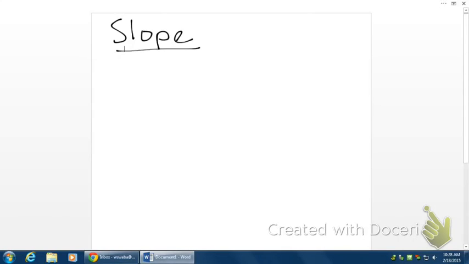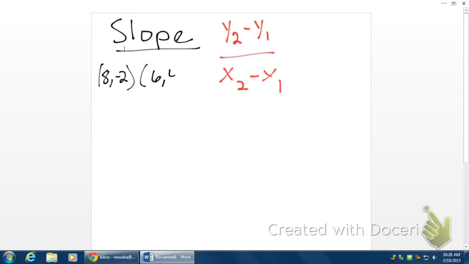Now, before we left, I talked about finding the slope, using the formula y2 minus y1 over x2 minus x1. That's the formula. So let's practice one more time, because this is what you're going to be doing. Let's say we have 2 points: 8 and -2, and 6 and 4. I want you to find the slope of these 2 points. You're going to use that formula.